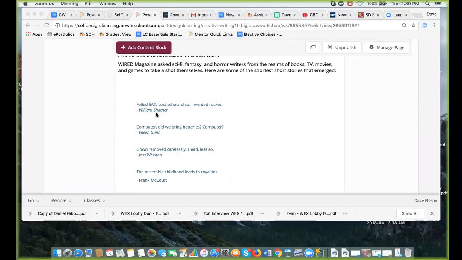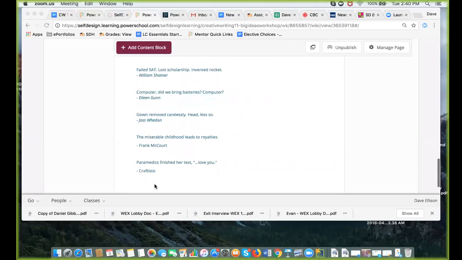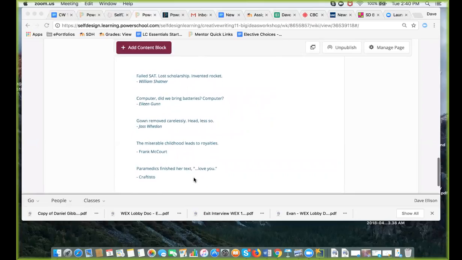Okay, so there's the one by William Shatner and Eileen Gunn. Now, some of these writers I don't know. I know the name Joss Whedon. I think he's been in the news for the wrong reasons. Now, Frank McCourt, he wrote a book called Angela's Ashes, and it was later made into a movie. And this other one, the last one, Crefisto, I think that's like a pen name.